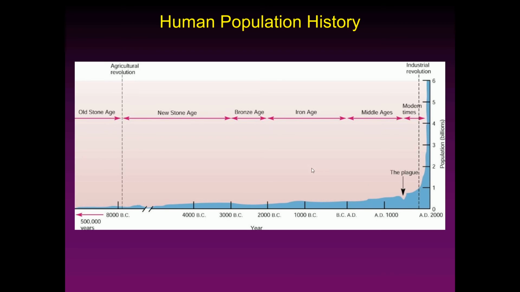We have clothing and stuff that permits us to live in warmer or colder climates. Then the plague happens, and there's one of the few times where there's a drastic drop, and then we see this massive explosion around the Industrial Revolution. But a lot of that momentum had happened prior to that.